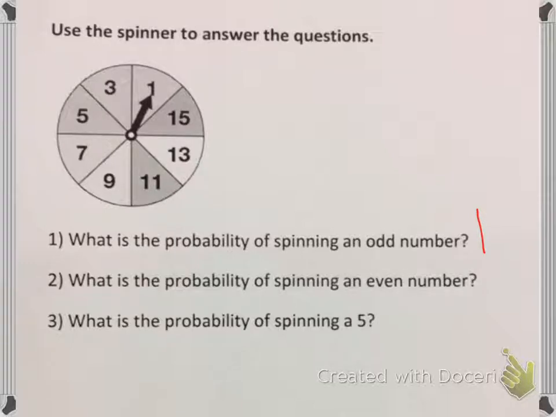What's the probability of spinning an even number? Well, there's no even numbers on there, so that would be 0. There's absolutely no chance of that happening. And then what's the probability of spinning a 5? There's 1 5 out of 8 possibilities, so my answer is 1/8.